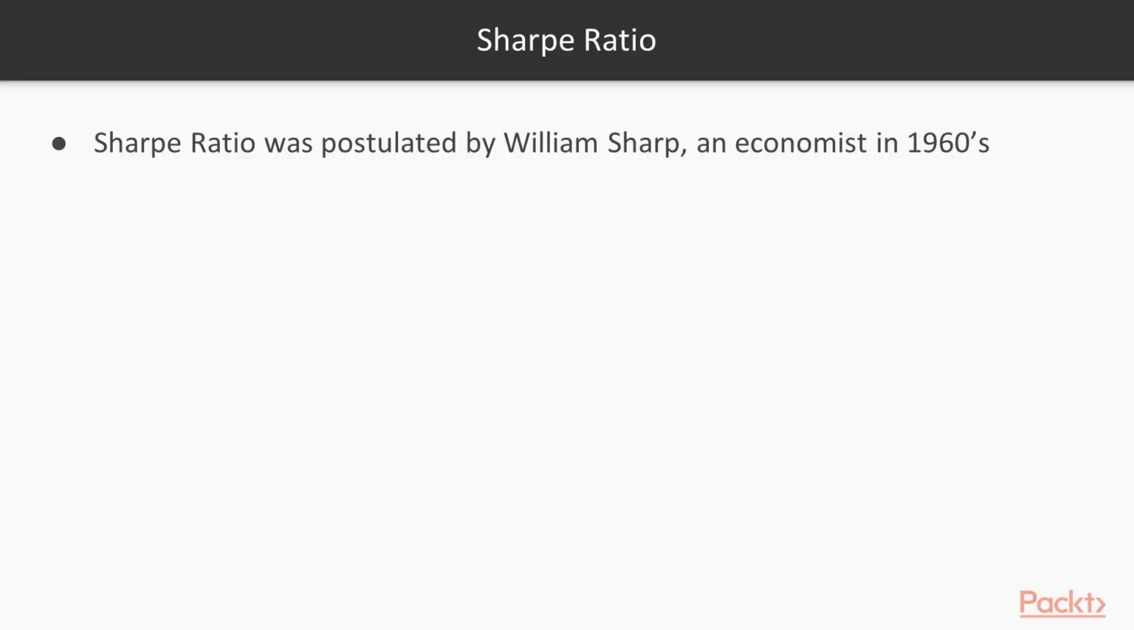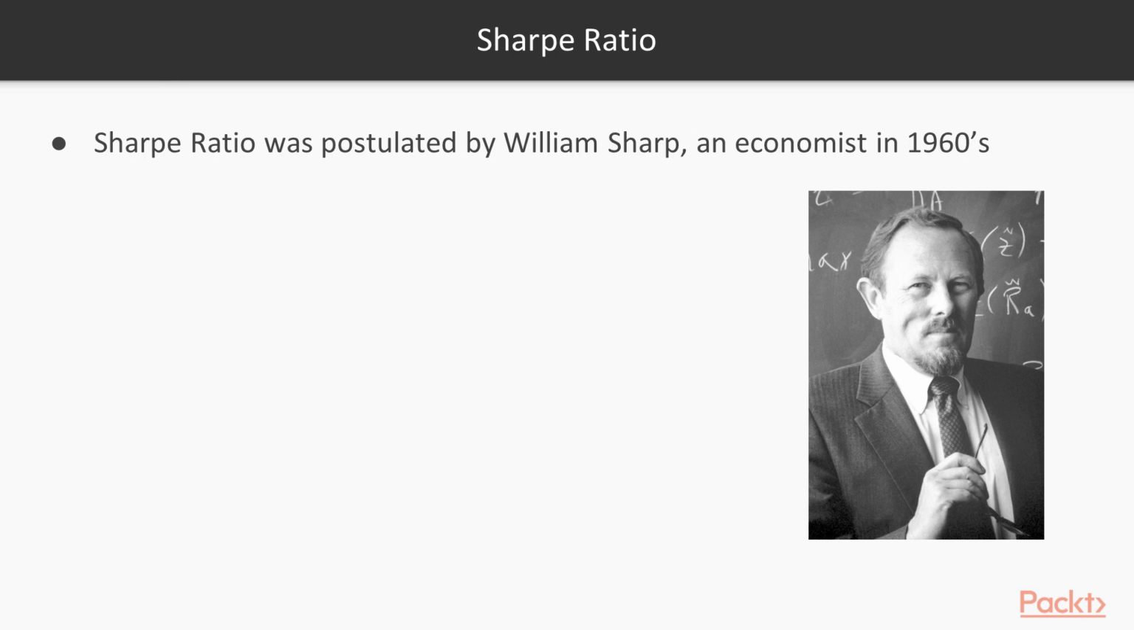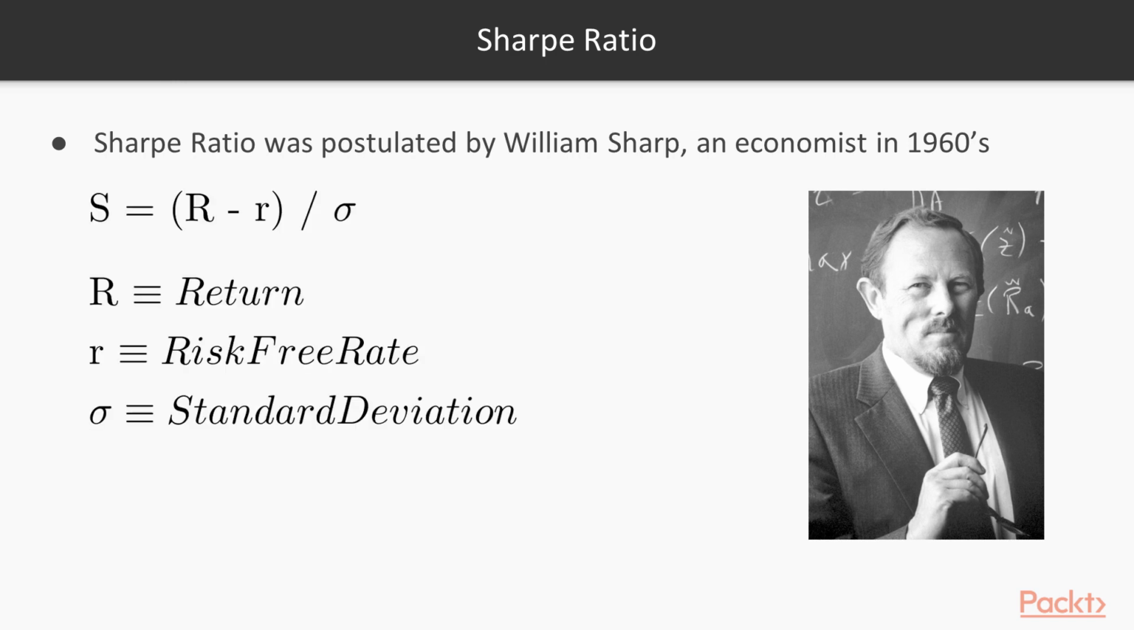So Sharpe ratio was postulated by William Sharpe, an economist, in the 1960s. The Sharpe ratio, symbolized by S in this equation, is the ratio between the expected return and the risk. Remember that with higher risk there is higher opportunity, but also this should be related to the expected return.